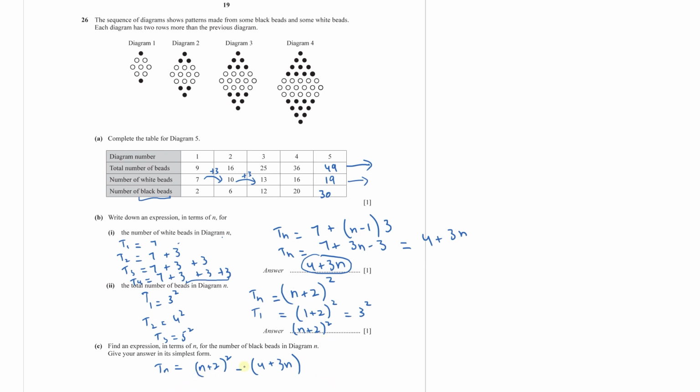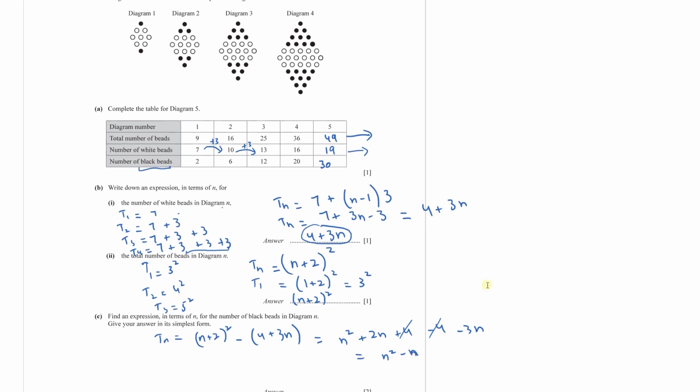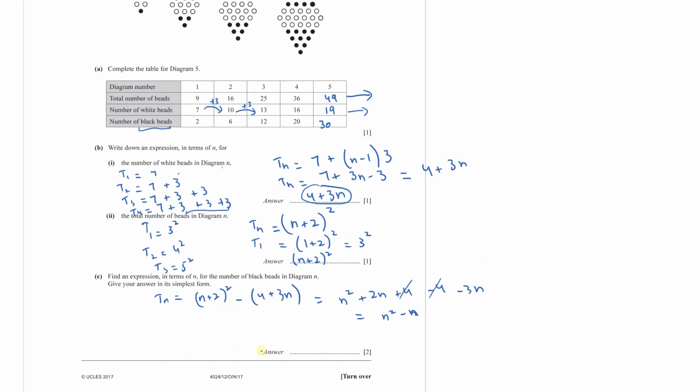So let's simplify this. n plus 2 squared is n squared plus 4n plus 4. And if I open this bracket, I get minus 4 and minus 3n. So plus 4 and minus 4 cancel out. It equals 0. Then 4n minus 3n will be n. So this is your simplest form. Your answer would be n squared plus n.